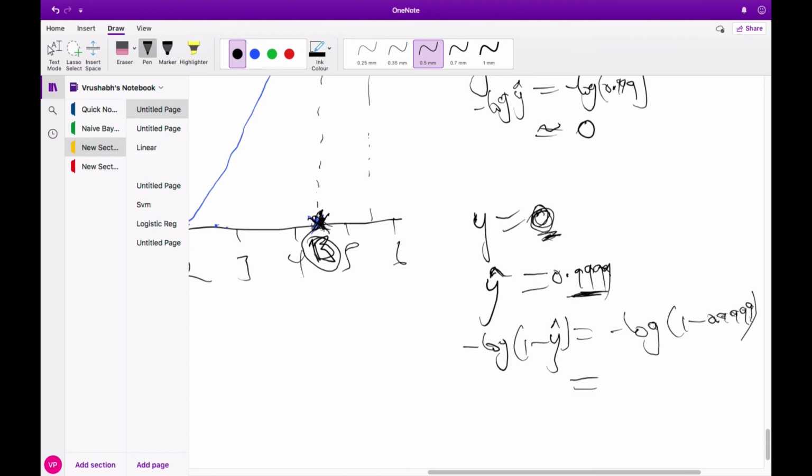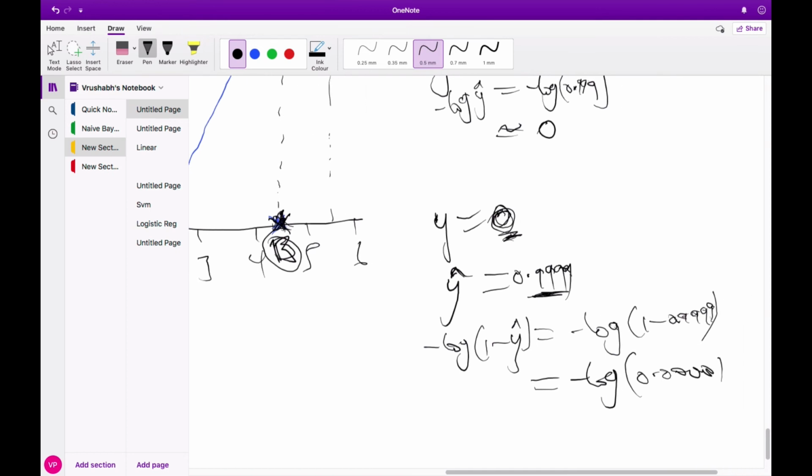So in this case we're going to have negative log of 1 minus this, which is actually going to give us 0. Maybe 0.00001, something like that, which is almost 0. If we approximate it, it's actually going to be more like log of 0.